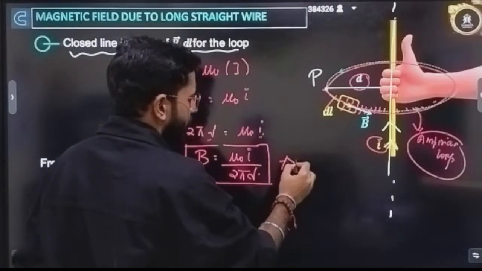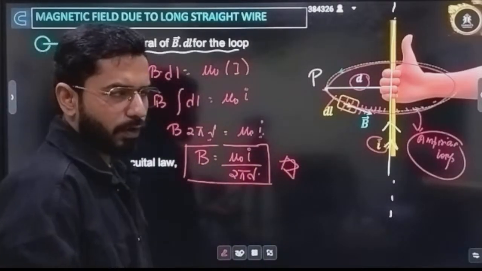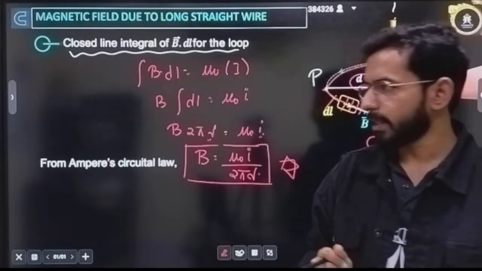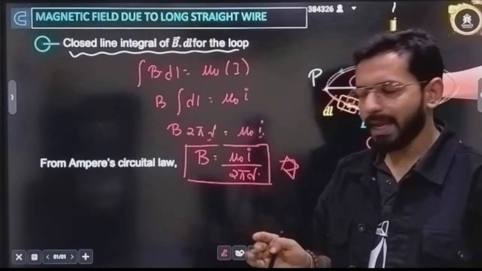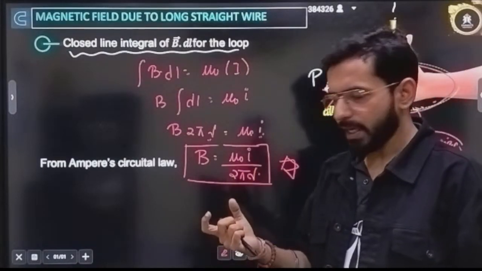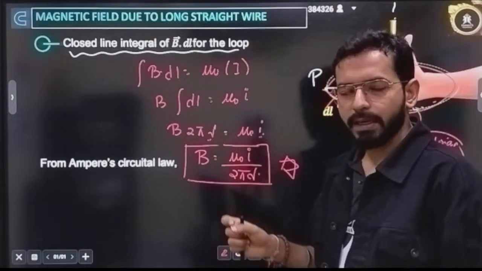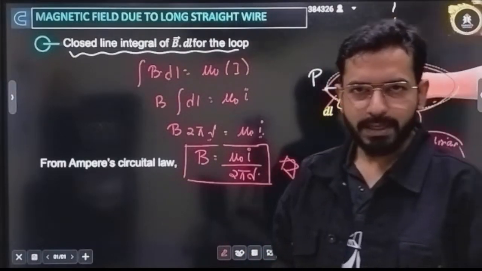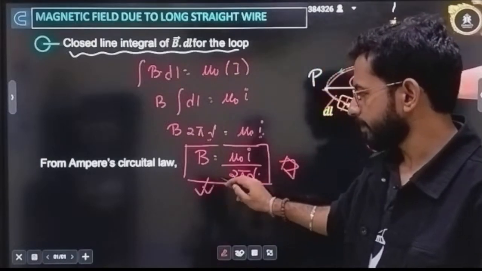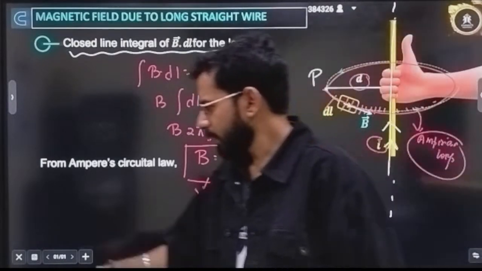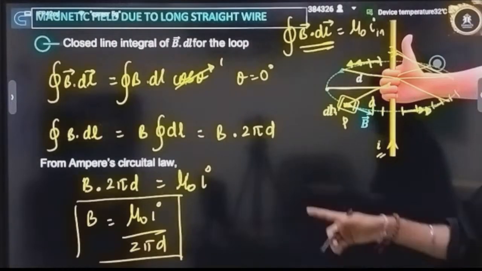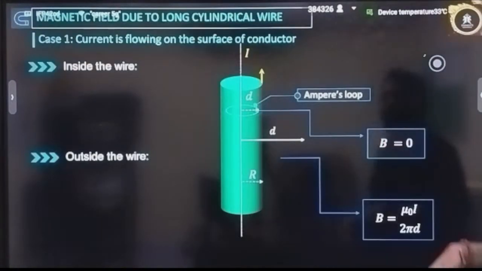This will be the result, and of course it should be, because we have already derived the same result by the conventional method, by taking an element and mentioning the angles: for an infinite wire the net result is mu naught I divided by 2 pi d. So we have cross checked that our result was correct. Is it clear? Simple. Let's see some more applications.